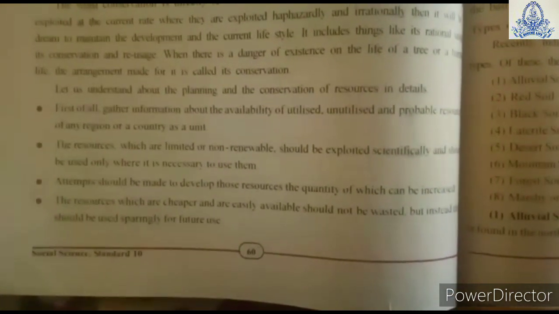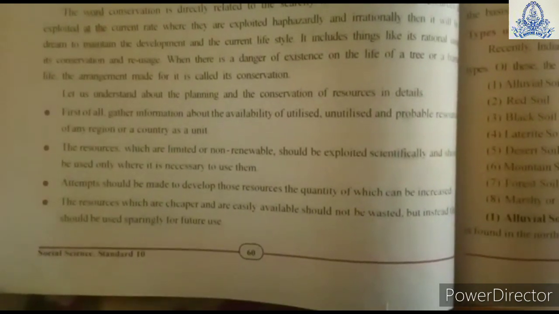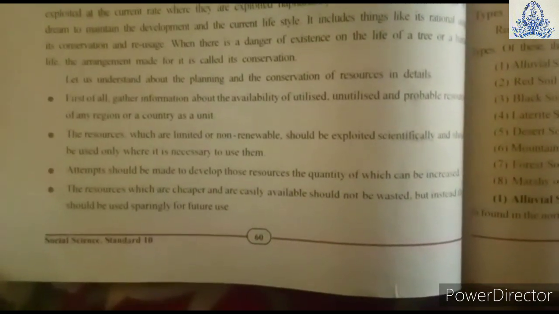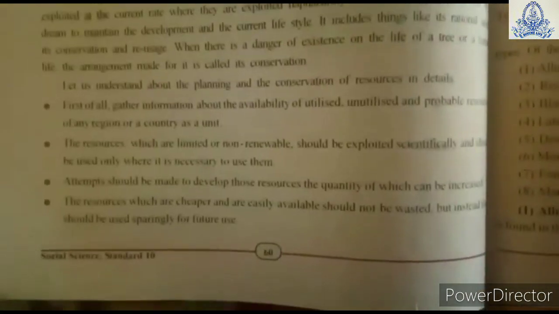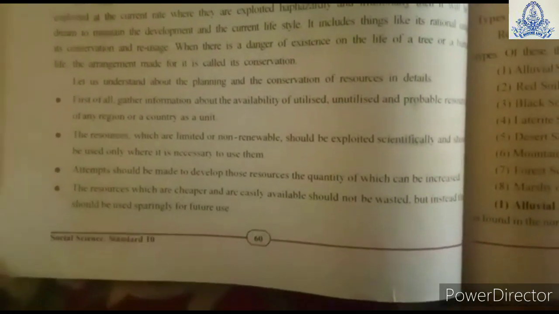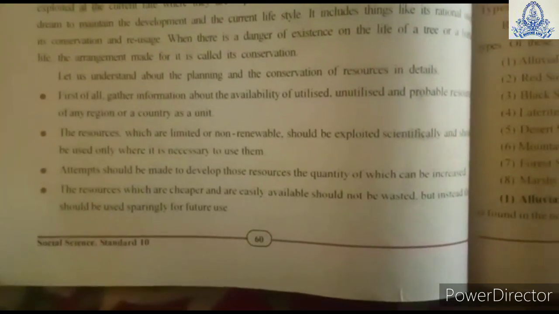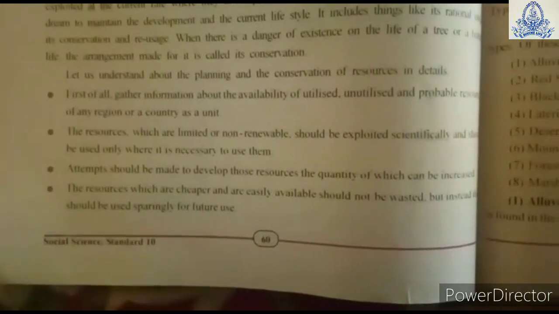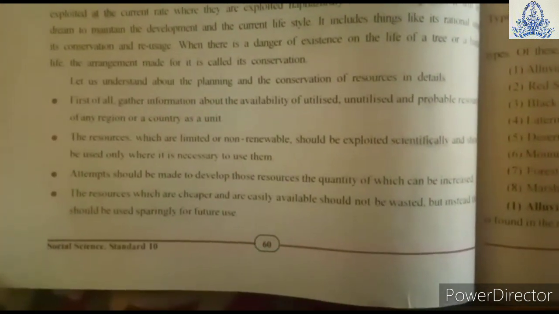First of all, gather information about the availability of utilized and unutilized and probable resources of any region or country. That is, getting information about all the resources which you get from your region. Now, the second point is that resources which are limited or non-renewable should be exploited scientifically and should be used only where it is necessary to use them. That means to have proper planning to use whatever resources are available to you, and then use those resources only as long as it is important.